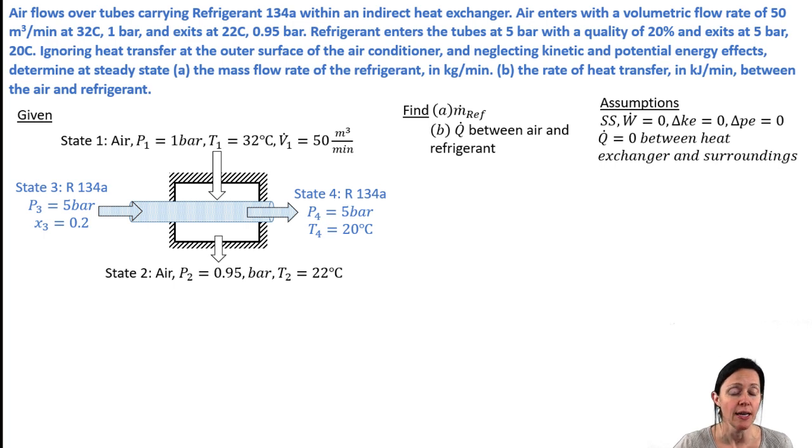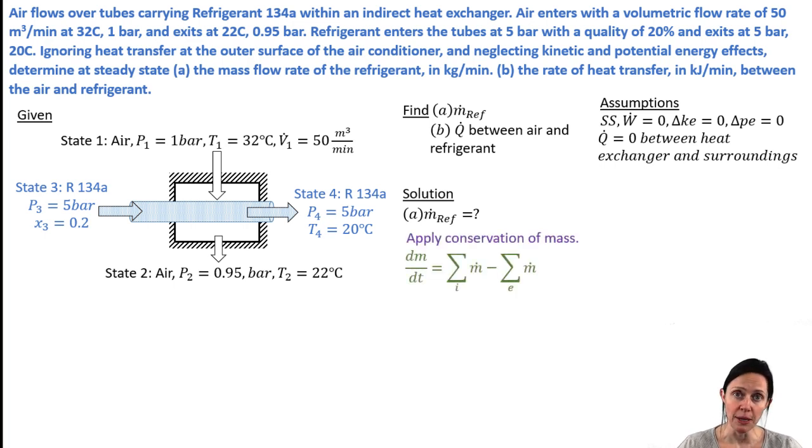We're supposed to find the mass flow rate of the refrigerant, and then we're also supposed to find the heat transfer rate between the air and the refrigerant. The assumptions that we'll make for this problem are the typical ones that we will make for a heat exchanger. Steady state, power is equal to 0, no kinetic and potential energy changes. And then if we consider the entire heat exchanger, we assume that there is negligible heat transfer between the heat exchanger and the surroundings. So first things first, we want to find the mass flow rate of the refrigerant.